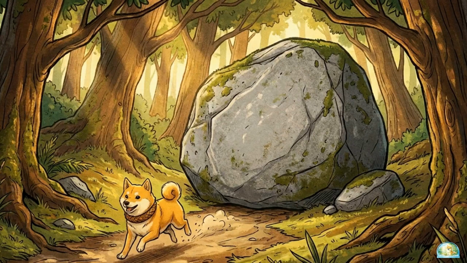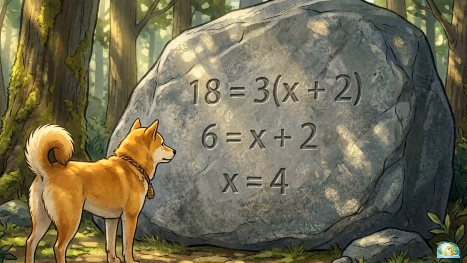Moving forward into the clearing, the path is blocked by a new obstacle on this boulder. This equation carved into the stone reads 18 equals 3 times (x plus 2). It is tempting to instantly distribute that 3, but taking a moment to look for a simpler structure saves time. Instead of distributing, we can revise our plan.